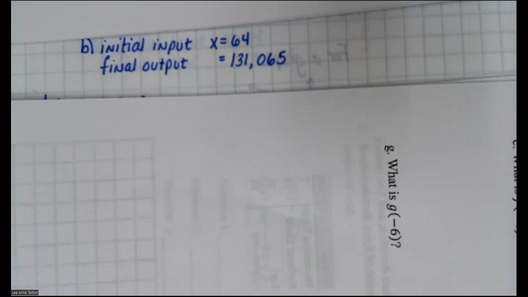This one. Well, you see what would happen with that one? You would do 64 minus 2, which is 62. And 62 squared would be giant. So it's probably not that one.